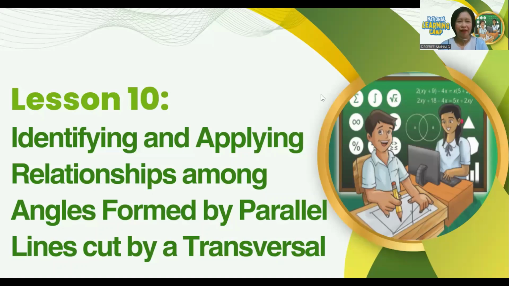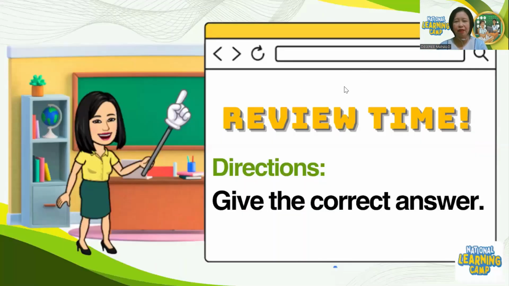Hello students, our NLC lesson for today is all about identifying and applying relationships among angles formed by parallel lines cut by a transversal. This is lesson 10 for NLC. Let's start from a review. Directions: give the correct answer.